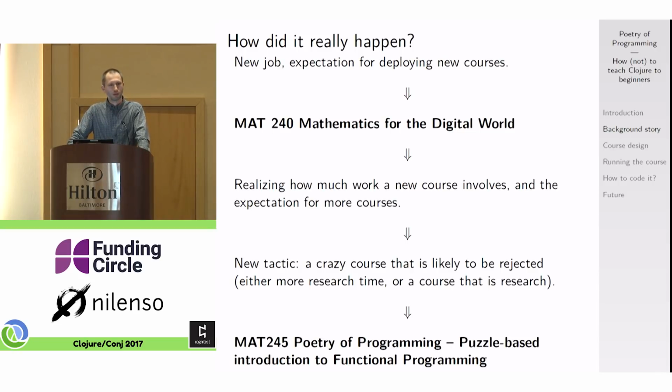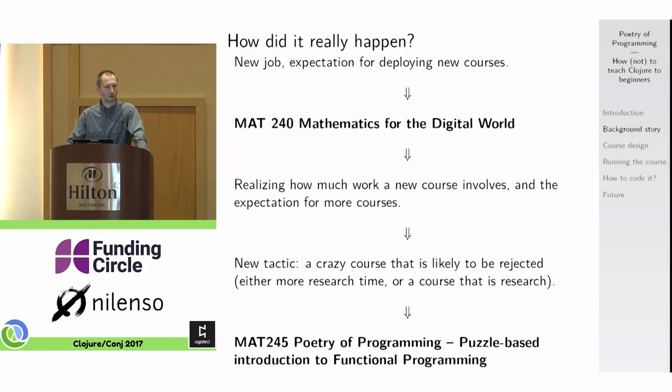How did it really happen? Well, I landed in a new job, and I realized that there was an expectation for deploying new courses. And of course, if you are an academic, this is an extremely great opportunity, because you can design your course and you can teach what you like. So first I did a discrete mathematics course, basically explaining how computers work, and I like that part of mathematics. And then I realized that the expectation is still on, so I needed to do more courses.